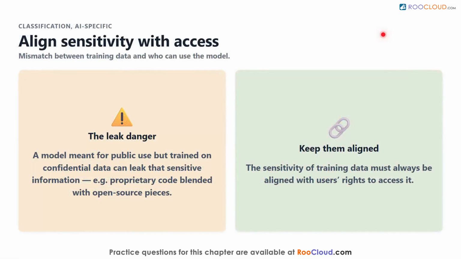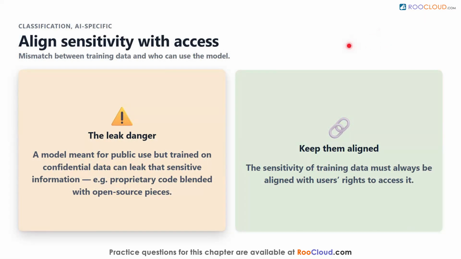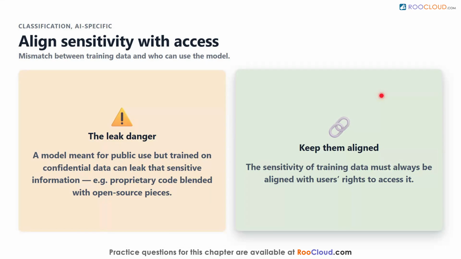Classification gets even trickier with AI specifically. The danger is a mismatch between the sensitivity of the training data and who is allowed to use the finished model. Consider proprietary source code, which is confidential and often blends with open source pieces, making it hard to separate the two. If a model meant for public use is trained on confidential data, that sensitive information can leak through the model, so the sensitivity of training data must always be aligned with users' rights to access it.